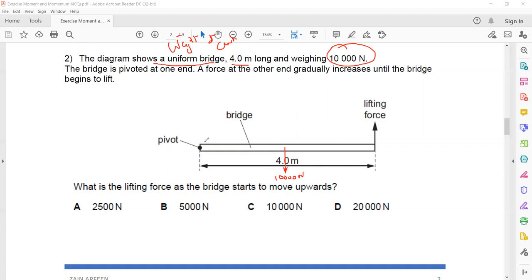What is the lifting force? We have the pivot here on the left hand side. Which direction will this weight cause a rotation, clockwise or anti-clockwise? That will cause a clockwise moment. And which direction will the lifting force try to cause a moment? That will be anti-clockwise.